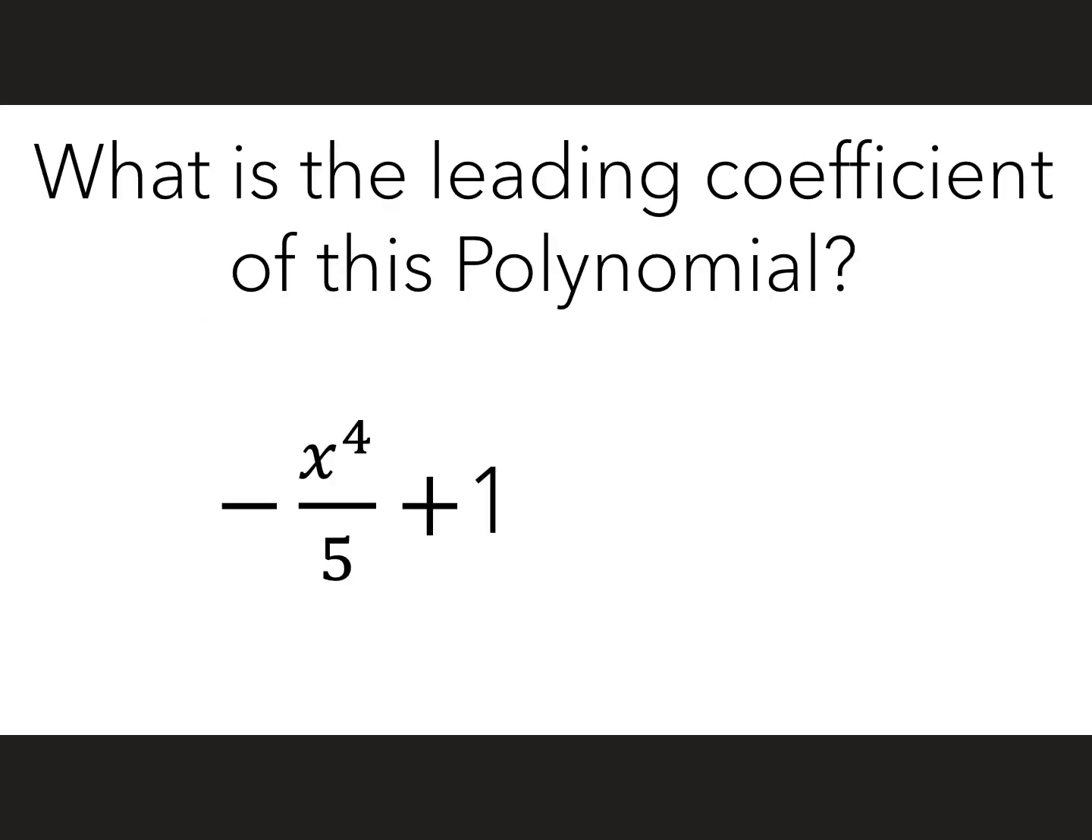Ooh, here's another fun one. What is the leading coefficient of this polynomial? Oh, my goodness. What do you think? Well, what is the number in front of x to the power 4 that you can't see? A 1. Now are you starting to see this a little bit better? So look at that. Strip the x to the power 4 off, and what you see is negative 1/5. That's the leading coefficient of that particular polynomial.